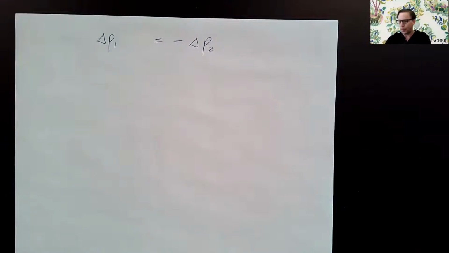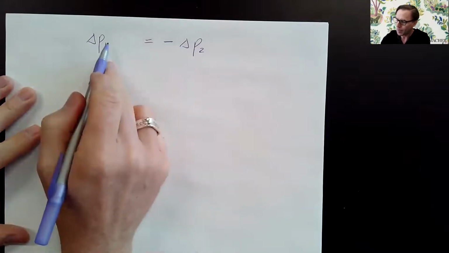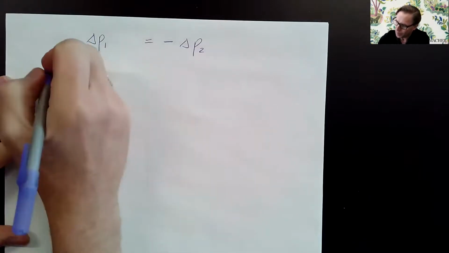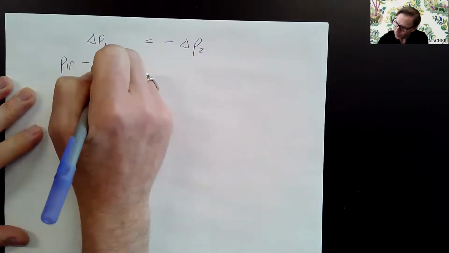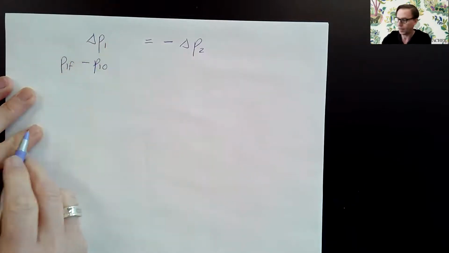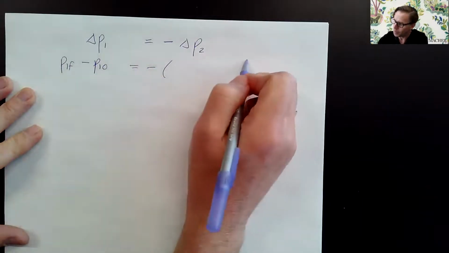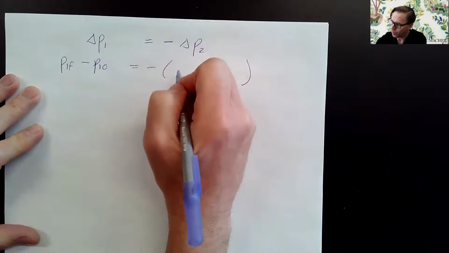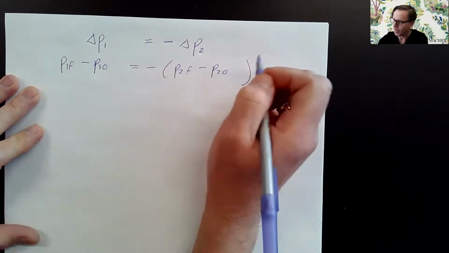Now, let's see how this relates. Delta P1 is P1 final minus P1 initial. Delta means change, final minus initial. Equals the opposite of delta P2, P2 final minus P2 initial.